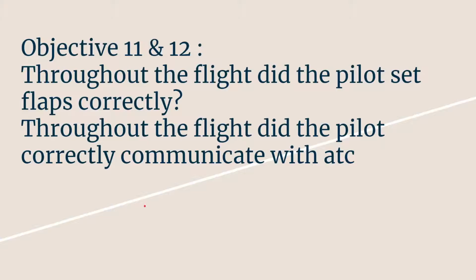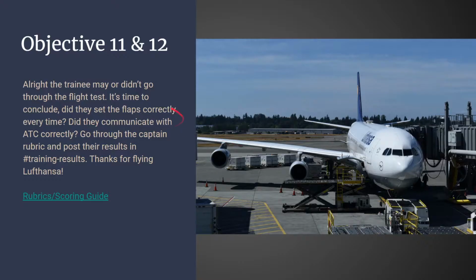And then throughout the flight, did the pilot set flaps correctly? So for takeoff, they should have set flaps at 1 out of 2. In the case that there are 4 flap settings, they should have set it to 2 out of 4. And then throughout the flight, did the pilot correctly communicate with ATC? So, it's just kind of that. And then, I forgot to mention, but when the pilot lands, they're expected to retract their flaps. And then, so this is kind of like an overview of the flight type objective.